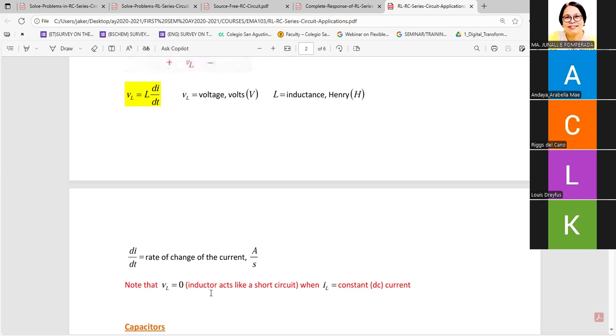So it's like there is no current flowing through your circuit that is changing because it is a constant current or direct current circuit. So di/dt in that case will be zero. Okay, so there are two instances where this is zero. So it's here written in red ink: if your inductor acts like a short circuit or when you have a DC circuit.